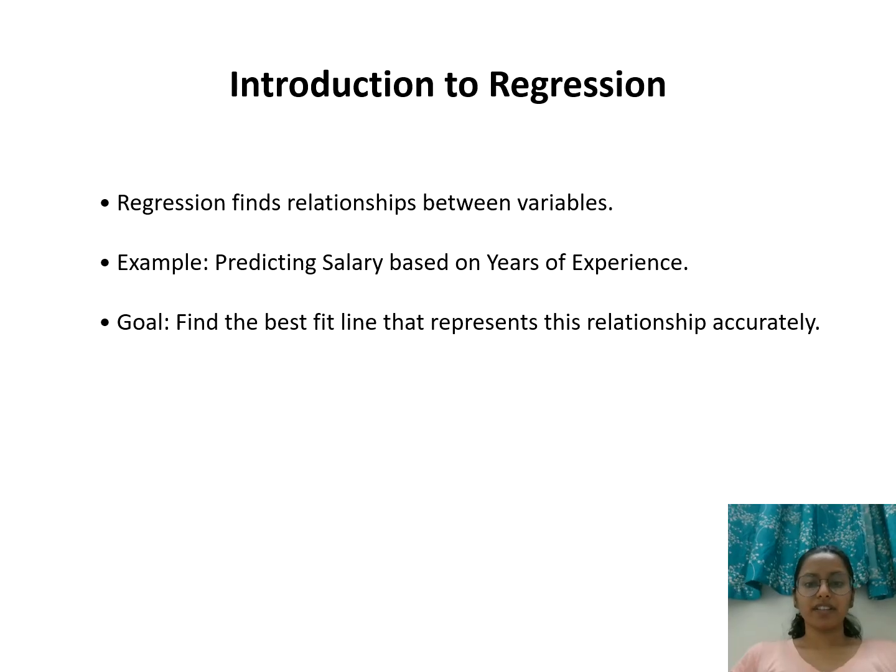Let's talk about what regression really means. Regression is basically a method that helps us find the relationship between two or more variables. For example, if we know someone's years of experience, we can use regression to predict their salary. The main idea is to draw a line that best represents the pattern or trend in the data, and the line is what we call the best fit line.